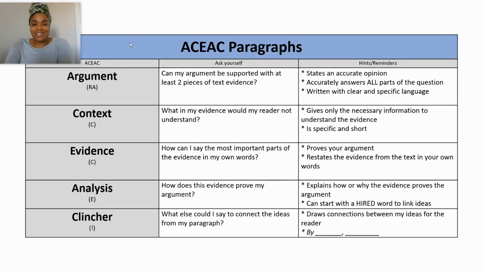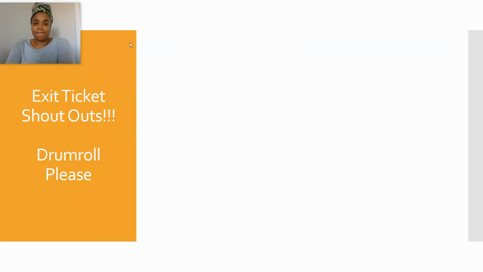The ACE paragraphs is still challenging for us. Let's remember, when writing an ACE paragraph, you should have an argument or claim, context, 2 pieces of evidence, and an analysis. Be sure to use a hired word in your analysis and tell why, because, by. Again, your ACE paragraph should have an argument or a claim, context, 2 pieces of evidence, and analysis using a hired word.